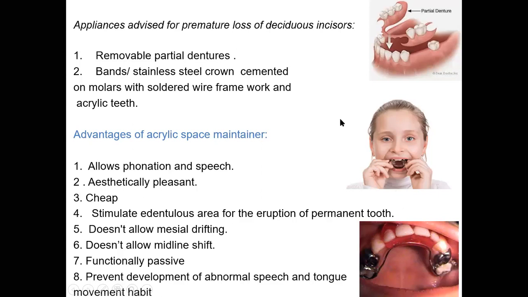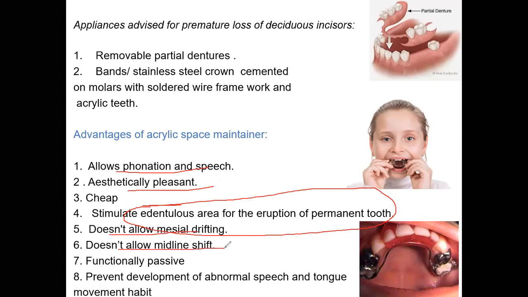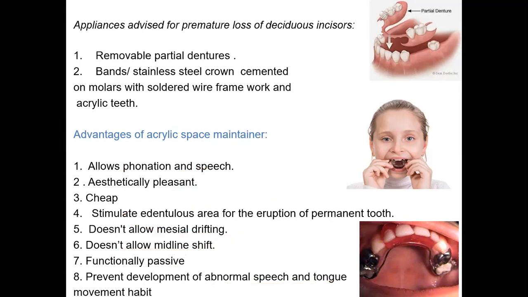So what will happen if we do not give a space maintainer? These space maintainers will not only maintain the space, but they will help phonation and speech of the patient, they will give aesthetics to the child, they will stimulate the edentulous areas for the permanent teeth, and they will not allow mesial drifting of the teeth or midline shift. They are functionally passive, and they help the proper positioning of the tongue. These are the multiple advantages of acrylic space maintainers in case of loss of the deciduous incisors.